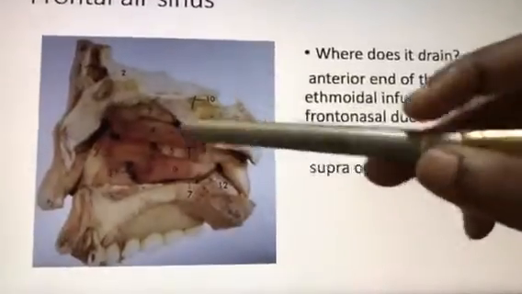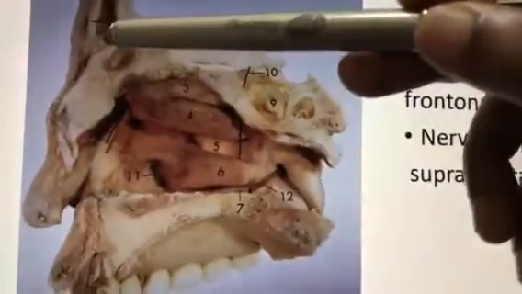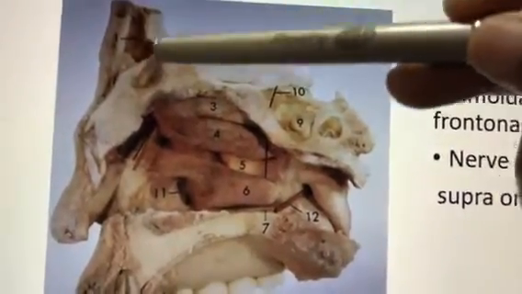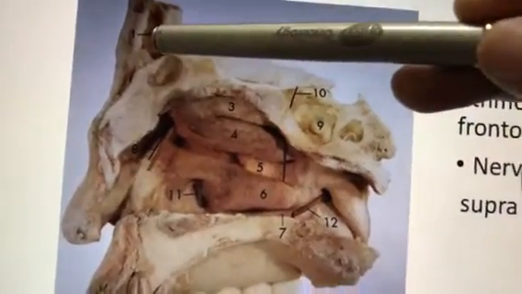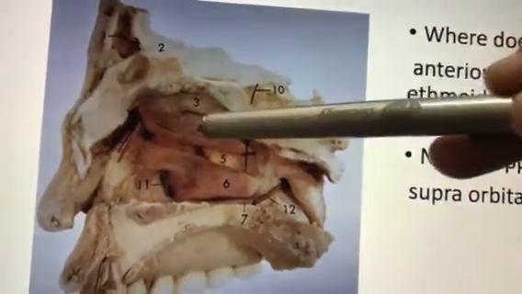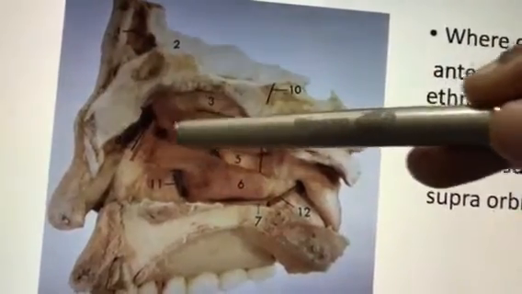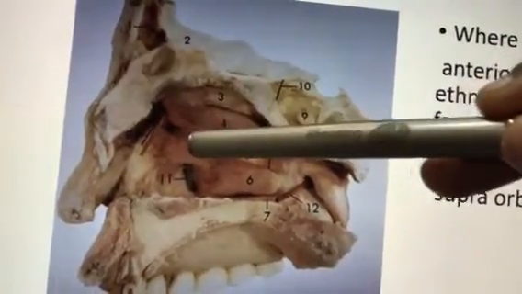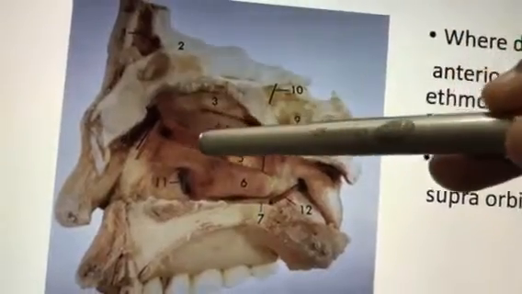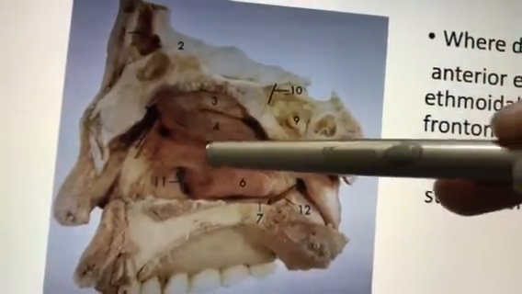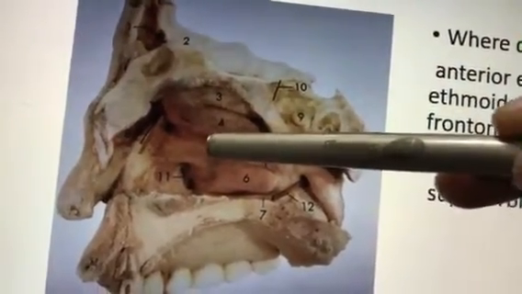Number 1, we are going to see in this specimen frontal air sinus. Look at this, this is a frontal air sinus. Usually we ask this, where does it open? So the frontal air sinus opens into the middle meatus through this part called the infundibulum of the middle meatus. So it comes and opens into the infundibulum, sometimes to the anterior end of the hiatus semilunaris.